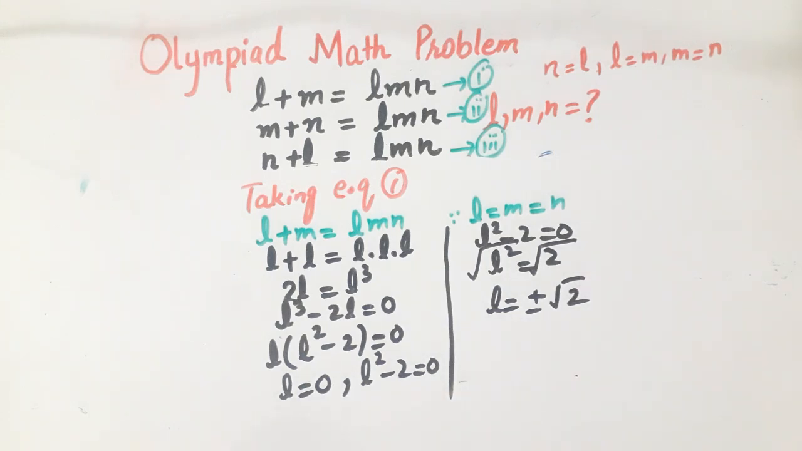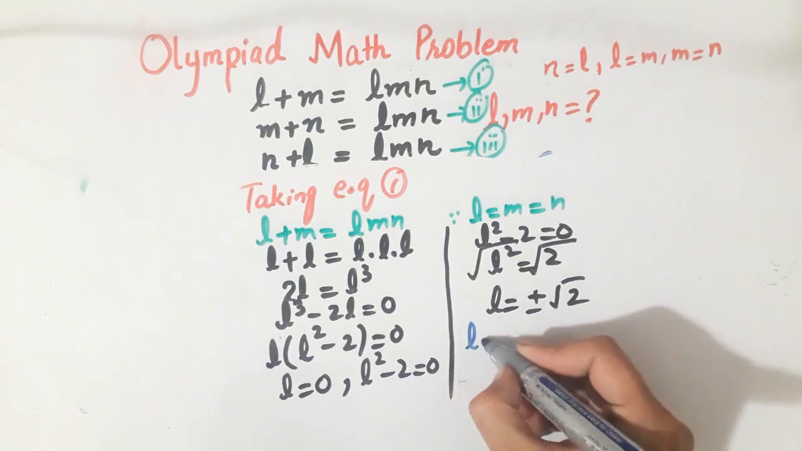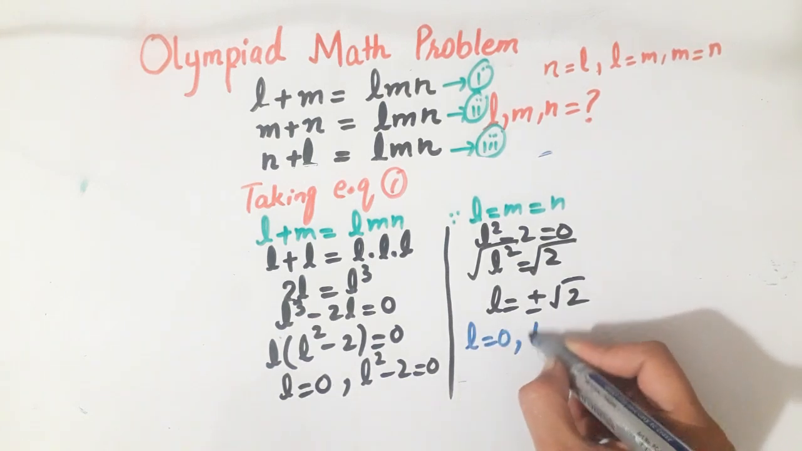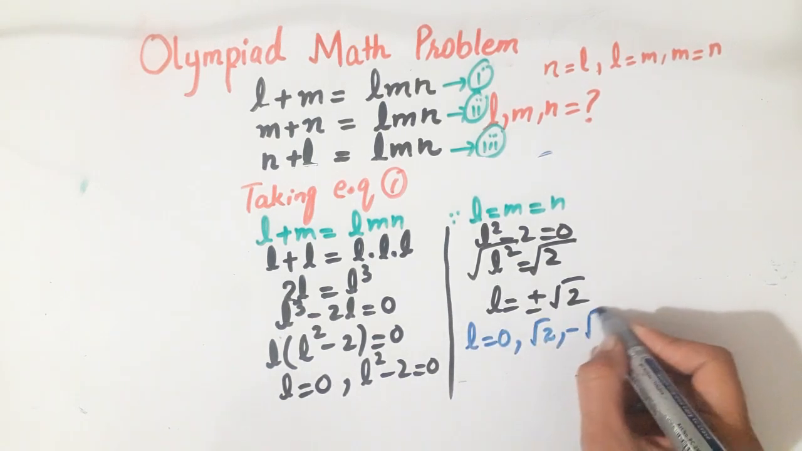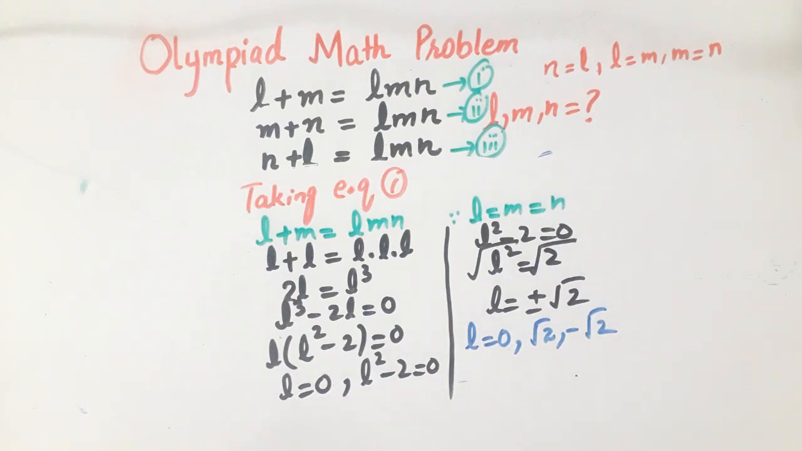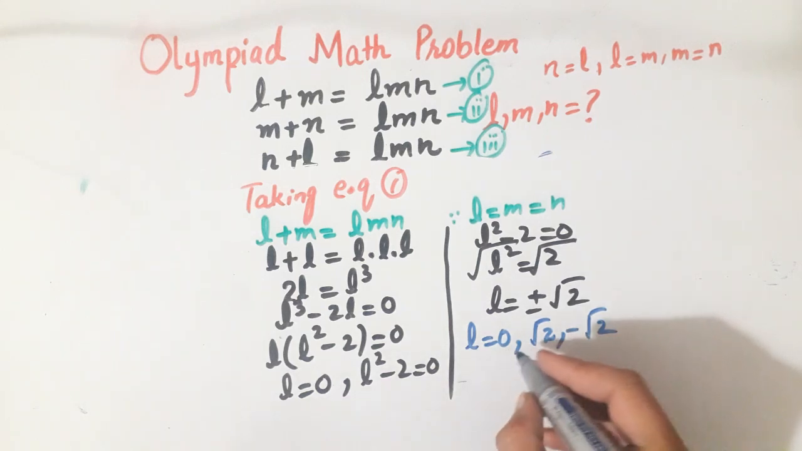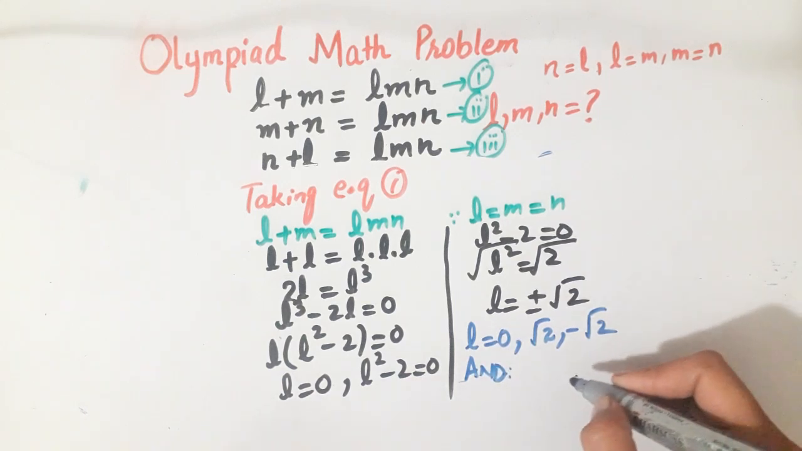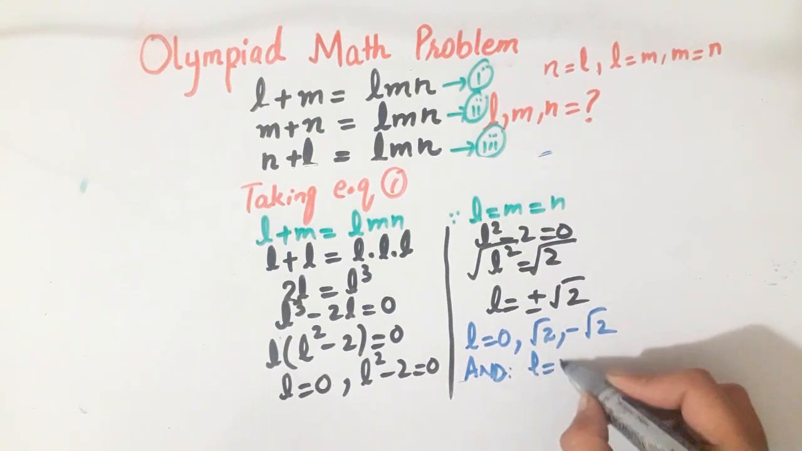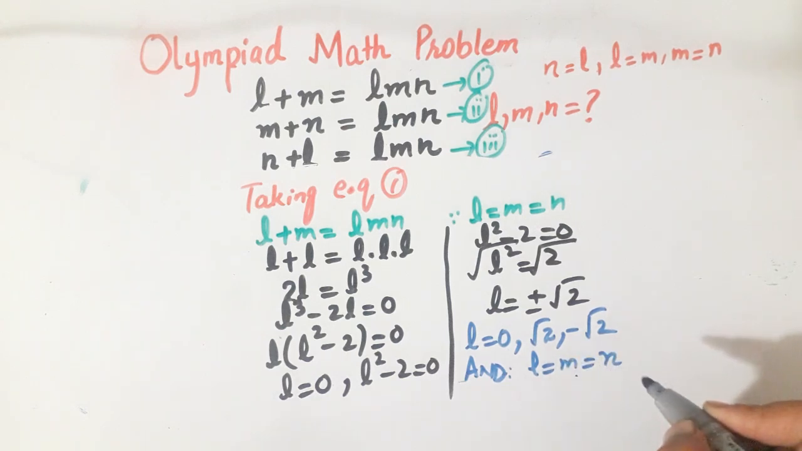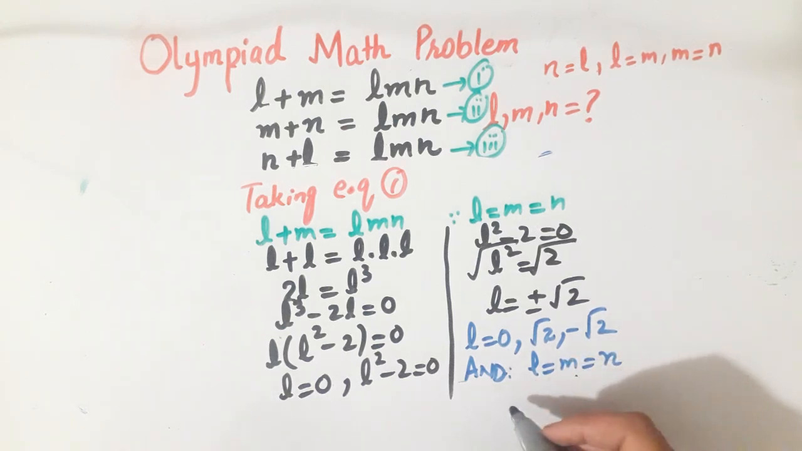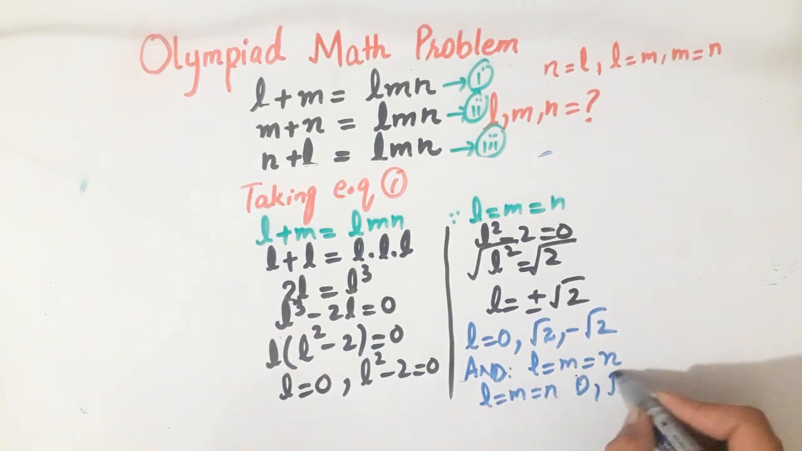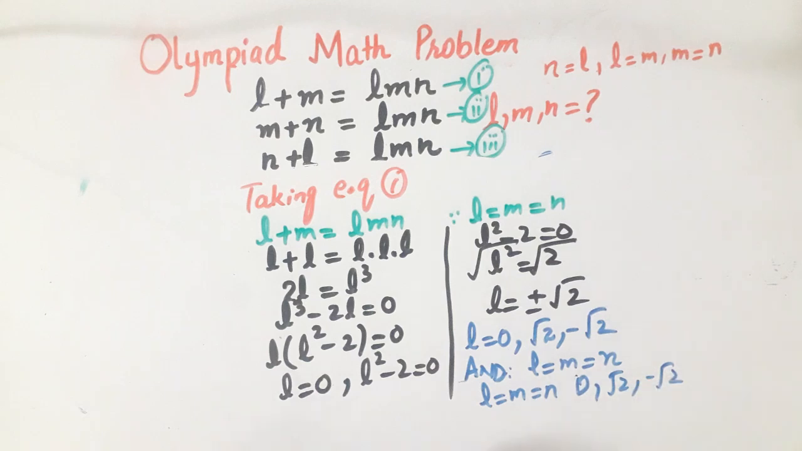Now we get the results as L equals 0, L equals square root of 2, L equals minus square root of 2, and same as it is, we have L equal M equal N. So all the results are same. L equal M equal N, that equals 0, square root of 2, and minus square root of 2. So this will be the final answer.